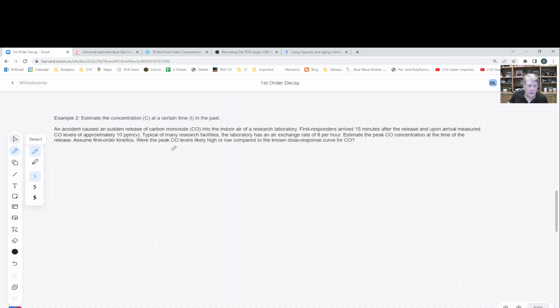So let's first start by writing down our first order decay equation. C(t) equals C naught e to the negative kt. So we are interested in C naught. So we want to solve this equation for C naught. So I'm just going to rearrange a little bit.